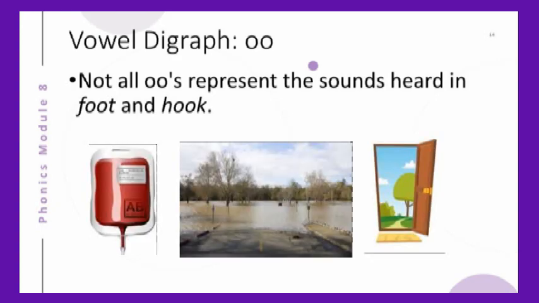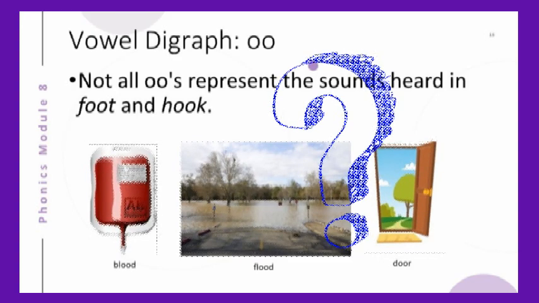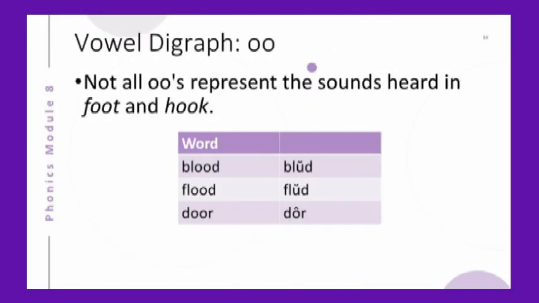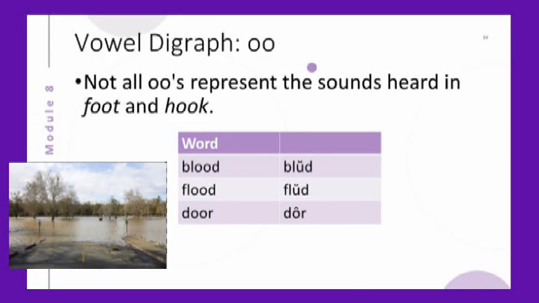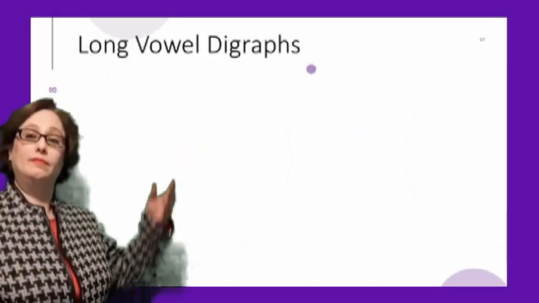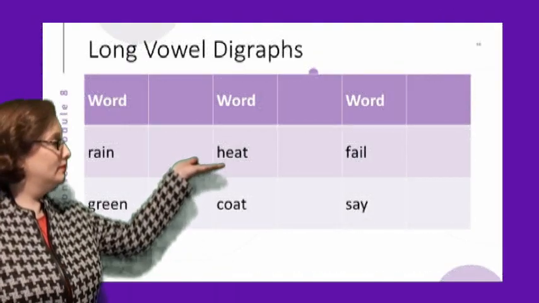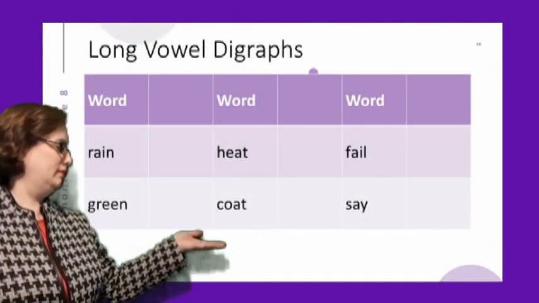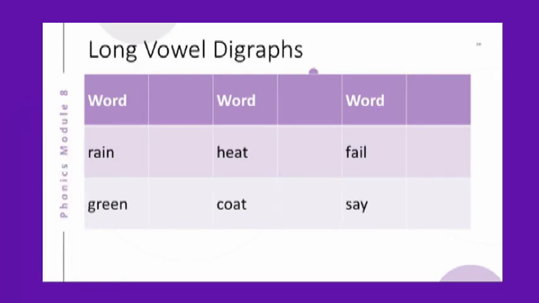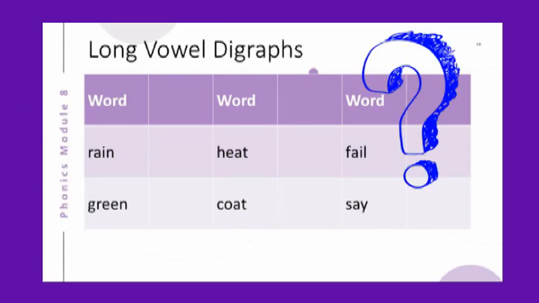Say these words aloud. What sound do these O's make? Blood, flood, door. Now examine the following words. Each word has two vowels that represent one phoneme. What phoneme does each vowel digraph represent?